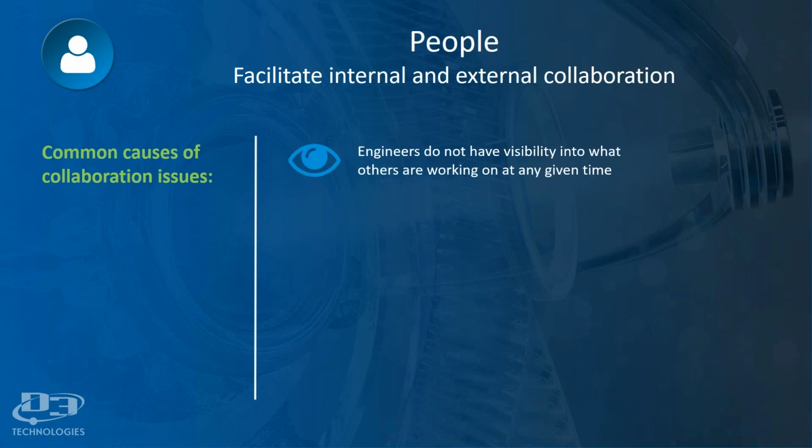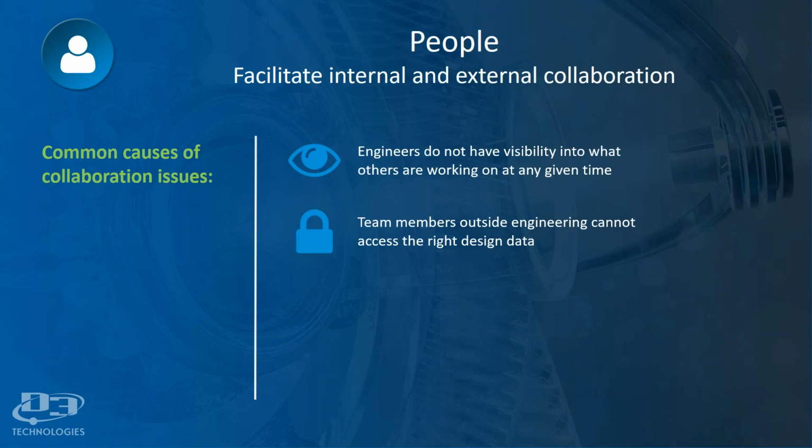Engineers often don't have visibility into what other engineers are working on at any given time. Files are simultaneously edited and data gets overwritten. When team members outside of engineering cannot access the data they need to perform their role, it can slow down development and, in worst case scenarios, result in the wrong file being used.